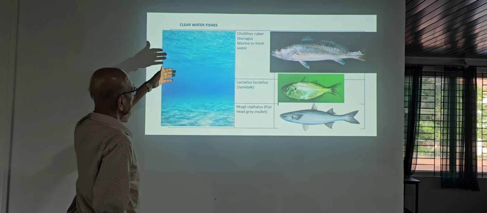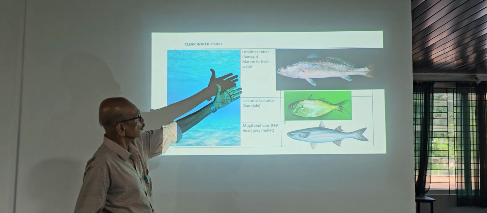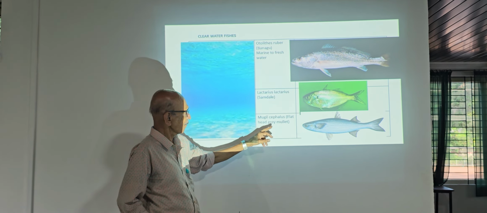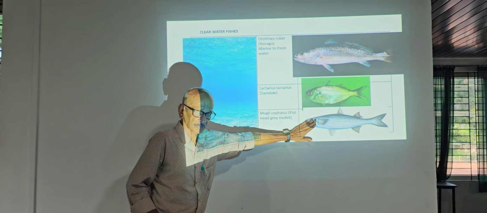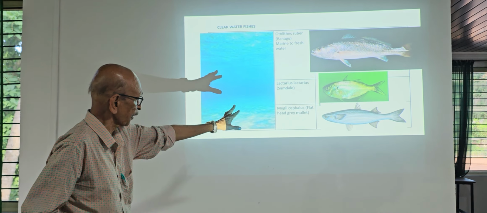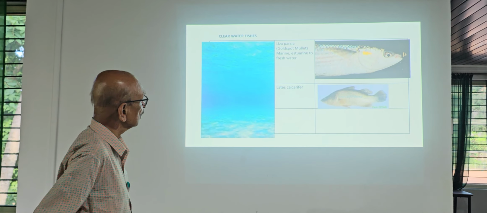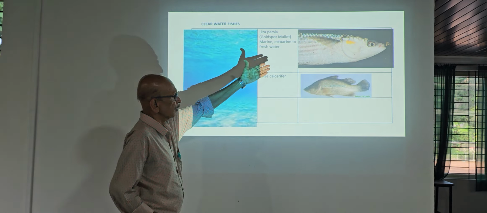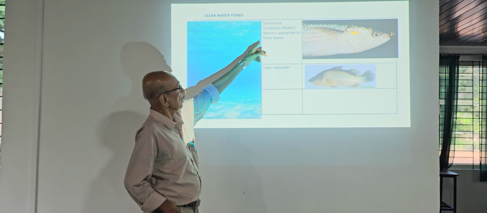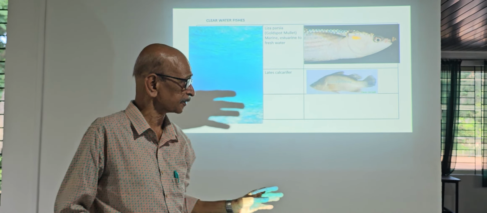Then clear water fishes include what's called Banugu, Autolycus ruber, then Lactarius. Then Bucalcephalus, there is found in the mangroves and also in the clear water. Then there is another mullet, like Bucalcephalus. This is Liza parsia. This is a gold spot mullet. This is found in mangroves and clear water.